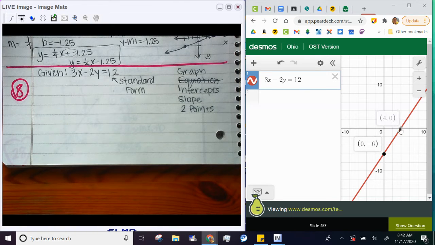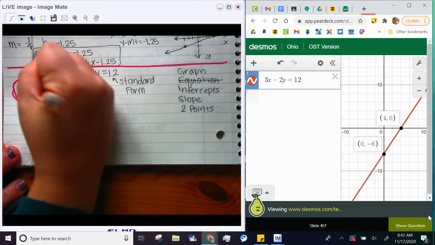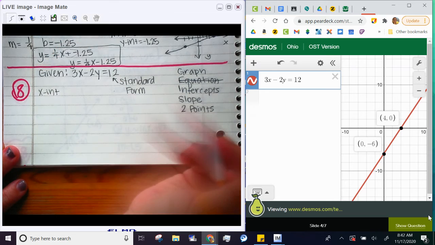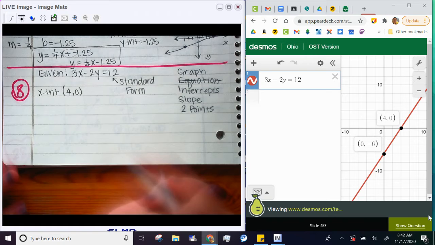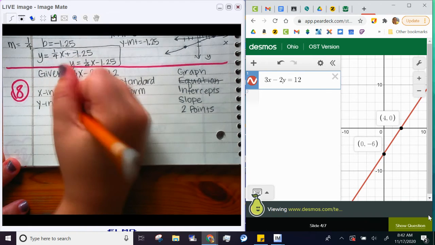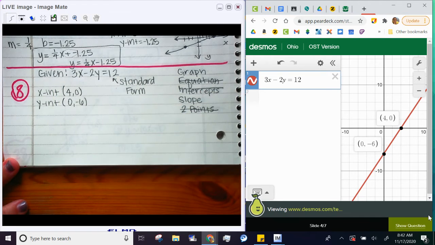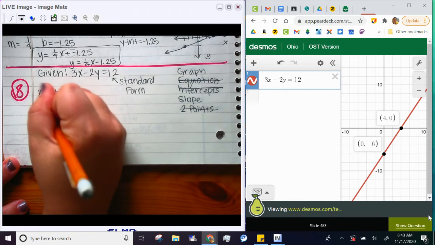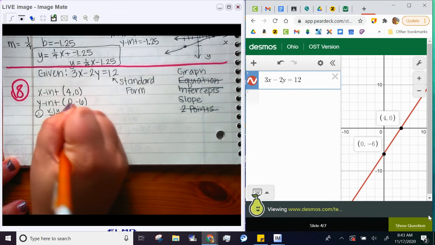So I'm going to start with the intercepts. And hey, the intercepts are nice, so I'm not going to have to do any different points. So the intercepts this time are 4, 0. I'm going to write it as ordered pairs just so that I can use them as my pretty points too. 0, negative 6. So there's my points. There's my intercepts. I said I need to get slope, so I'm going to have to put it into my Desmos.